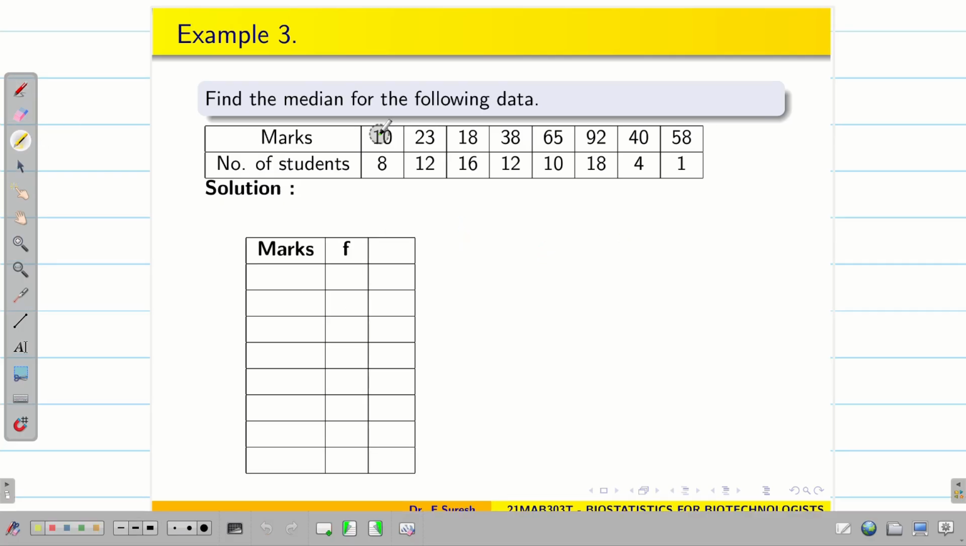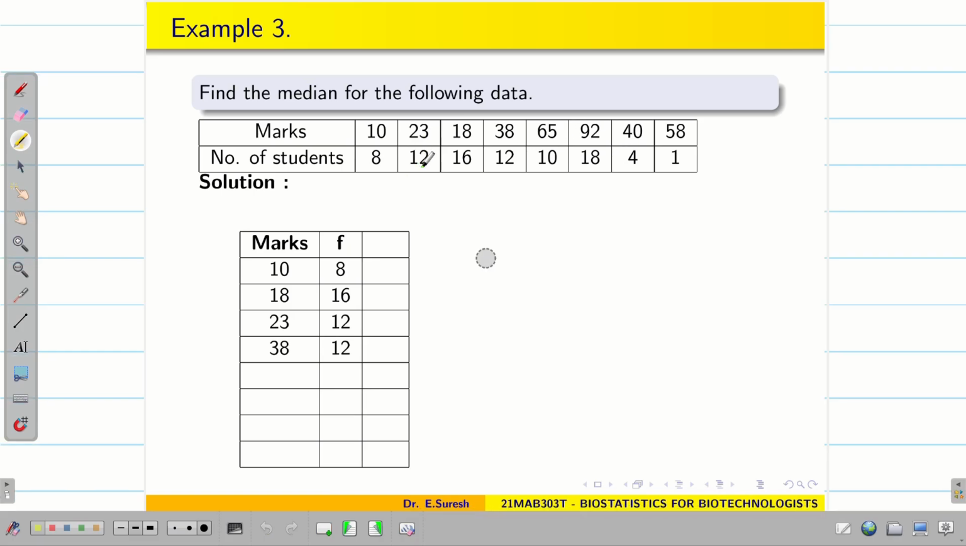First we have to go for the lowest value, 10 and 8. Then the next value is 18, 16. The next one is 23, 12. Then 38, 40, 48, 58, 65, 92. It is very important. We have to arrange in ascending order from X, not from F.